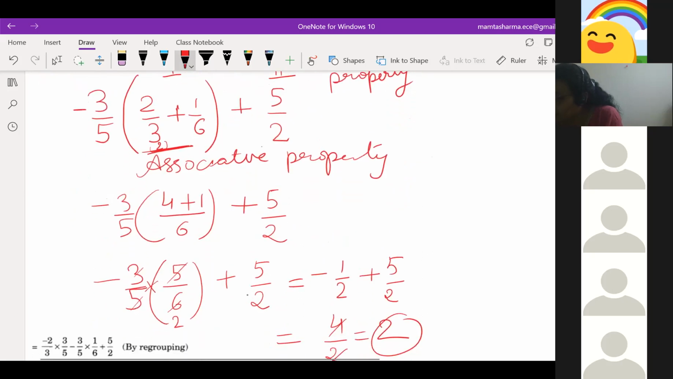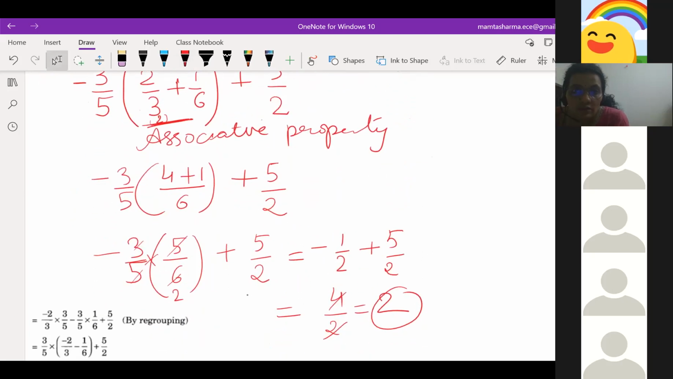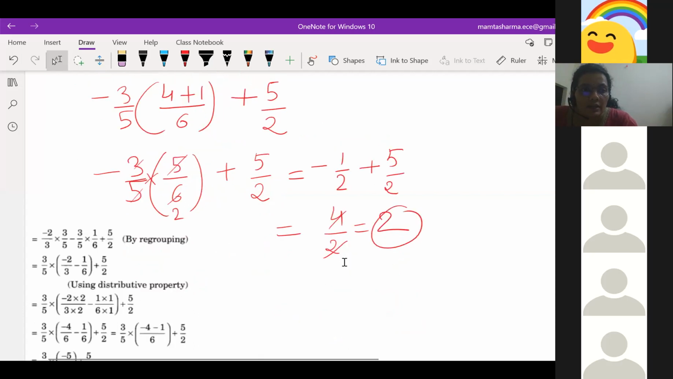Okay. Is it clear for everyone? Manideep, clear? Ananya, clear? Those who are not getting, please raise your hand. Those who are not understanding, please raise your hand. Okay, it is clear for everyone, I hope. Okay, next.